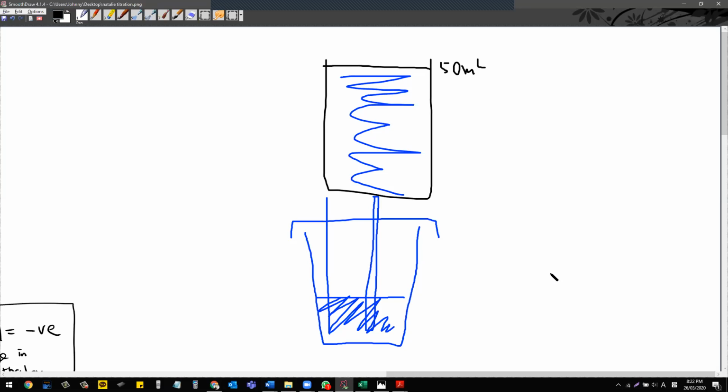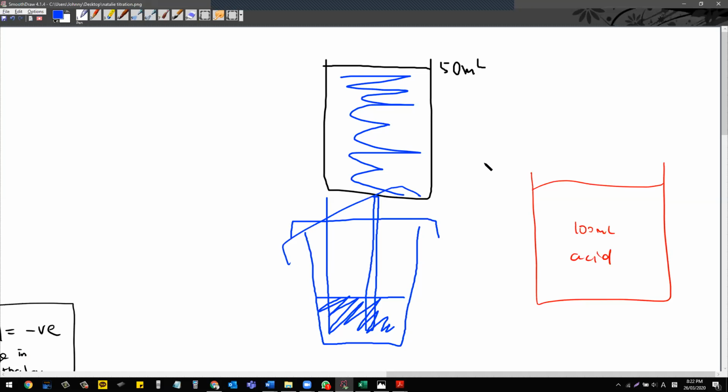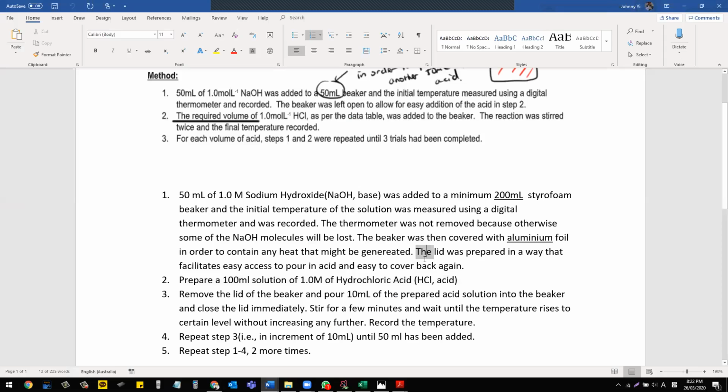And then you prepare 100 ml of acid somewhere, and then you put the lid off partially. So if the lid is sort of like this, then you inject acid in there. Remove the lid of the beaker and pour in 10 ml of the prepared acid solution into the beaker, and close the lid immediately.